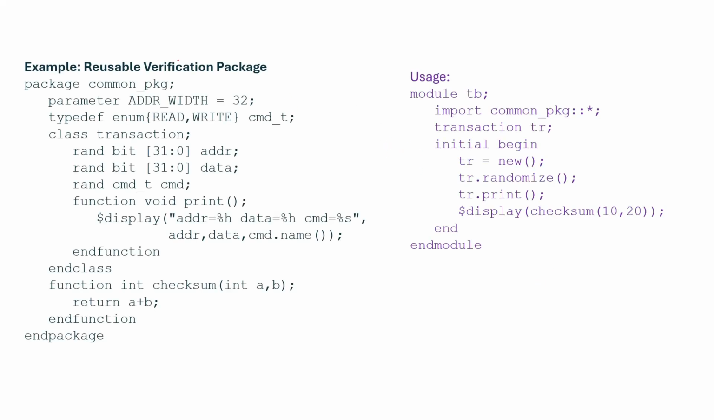Same thing. This is the reusable verification package: typedef, parameter address width, and class we are taking. All the things are written in one package, that is the common package. Then I can import all the data here. See, functions I have written, classes I have written, typedef I have written, and parameters also I am considering. All the things are placed in one place, that is the common package. I will import this common package in my TB, then all the things are coming here.